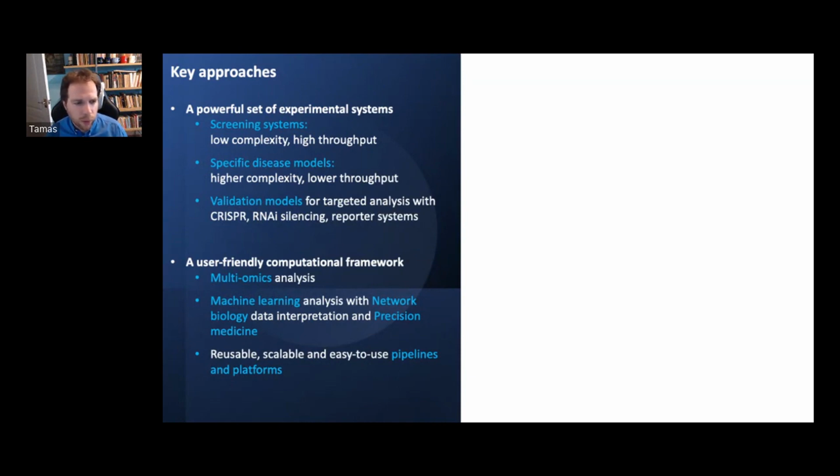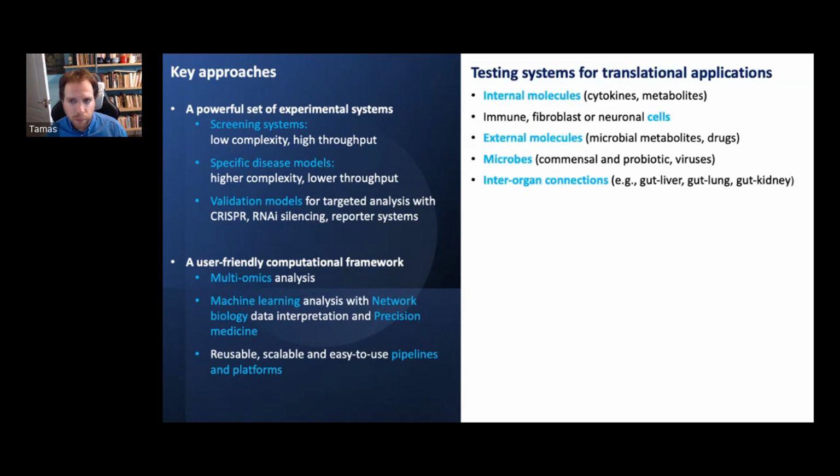And we are trying to integrate these computational frameworks that my group has developed and made open access already, and combine these network biology and machine learning approaches for data interpretation. And we feel that it could be very useful for precision medicine. The key thing is that all of these pipelines are reusable and that they should be scalable, so they can be used for other projects.